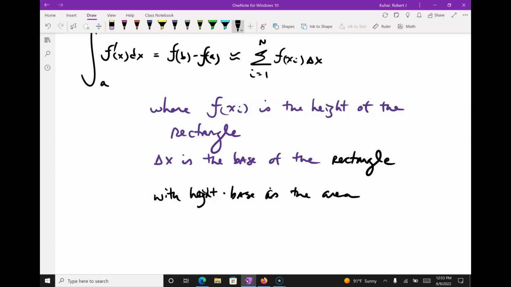I use right-hand rectangles only. In the book, there's right-hand rectangles, left-hand rectangles, and midpoint rectangles. Before you get into Calc 2, make sure you go over all three of them. Know all three before you start Calc 2, which is only 1 week after we finish, right? But I stick to right-hand rectangles only just to simplify it, okay?